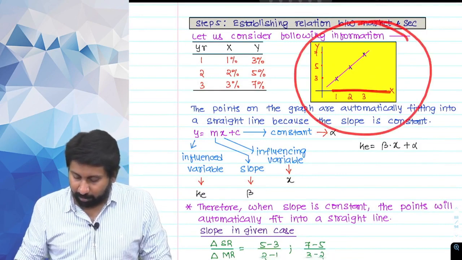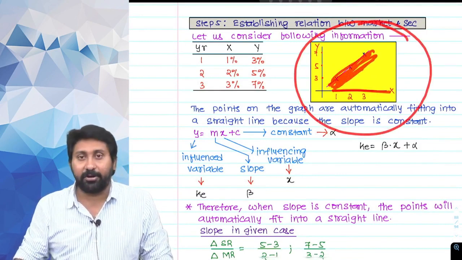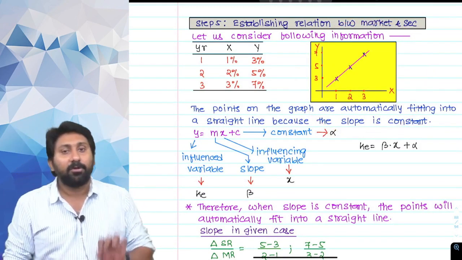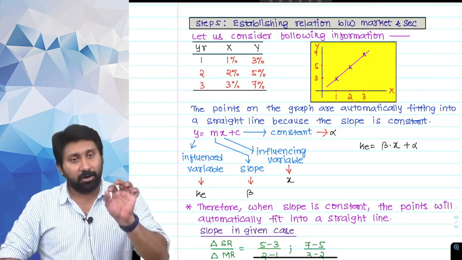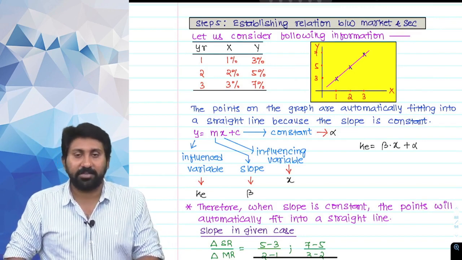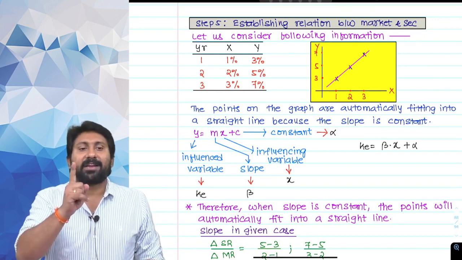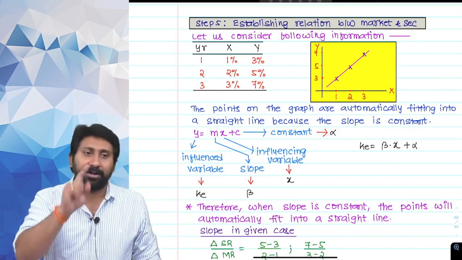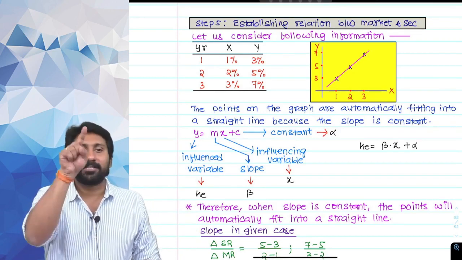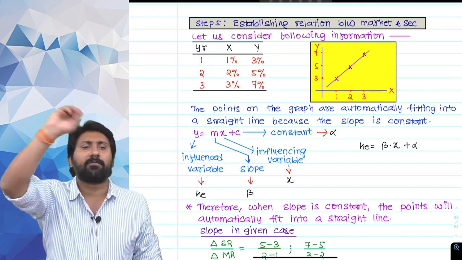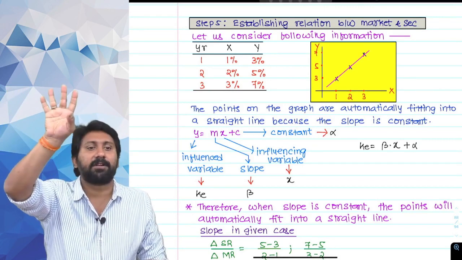I plotted the points. Automatically the points are fitting into a straight line. So when the points automatically fit into a straight line, we should understand that the slope is constant. Slope is constant means correlation is perfectly positive. Means what? Market increases, security increases. So correlation is what? Positive. How many times? 100 out of 100 times it will be true.